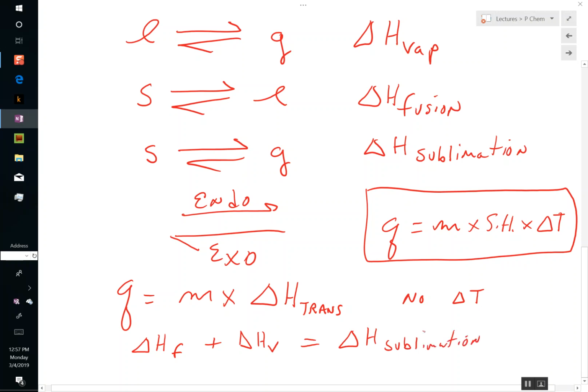And where does that come from? Well, just think about it. The delta H of fusion, you have a solid going to a liquid, and vaporization, you have a liquid going to a gas, and sublimation, you have the solid going directly to the gas. Okay? So there is another little relationship there.